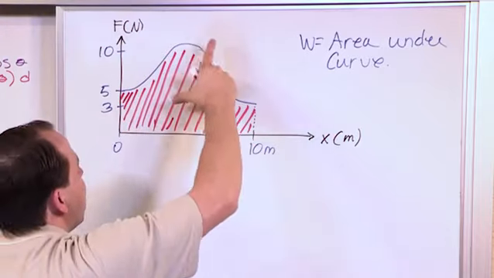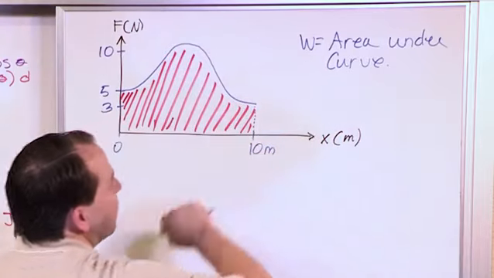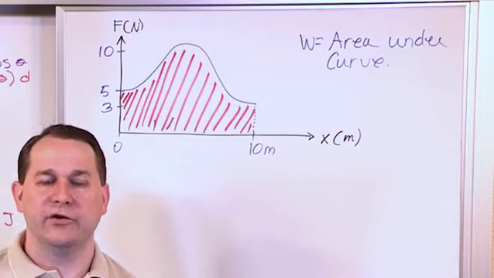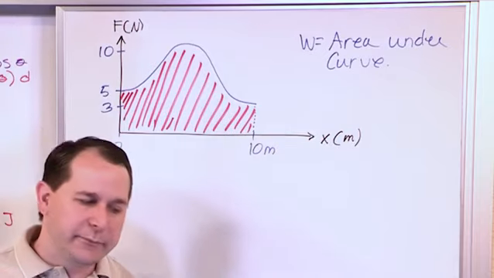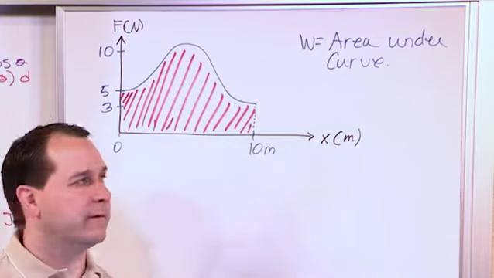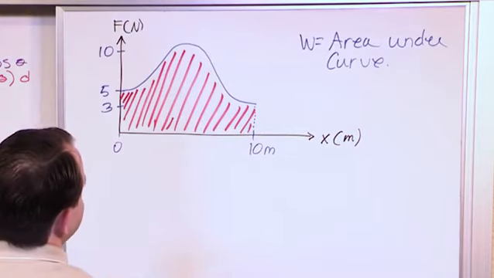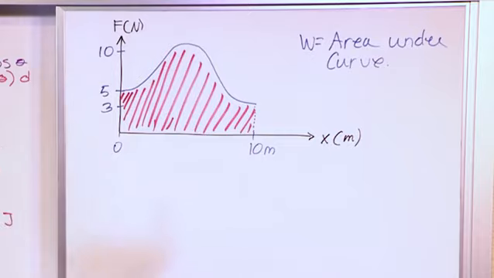If you could somehow calculate this area, then the answer you get is going to be equal to the number of joules of work it took to do that motion. It comes from a direct extension of what you've already learned: work is equal to force times distance. So the question is, how do you calculate this surface area, which is going to be the work done in this case?